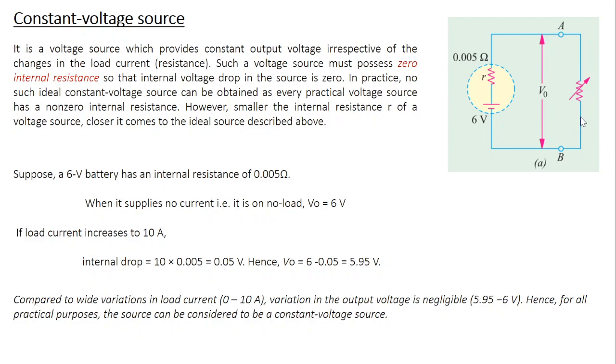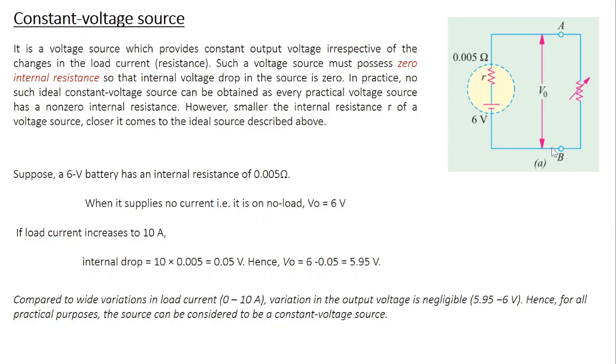Let's consider a battery of 6 volt EMF which has an internal resistance of 0.005 ohm. So this is a very small value. Initially when the circuit is open, so basically there is no resistance here, you keep these two terminals open, then the output voltage is going to be whatever is the voltage from the source. The 6 volt is going to drop between the points A and B.